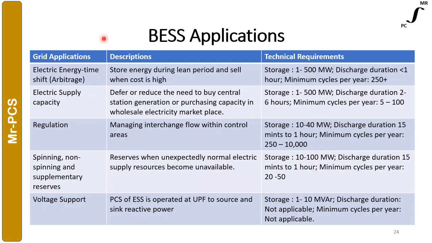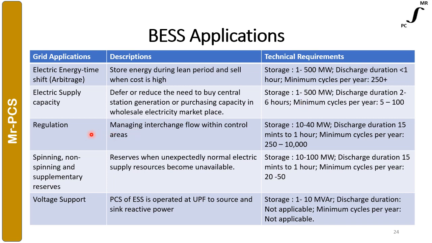This slide lists technical requirements for various applications. Energy transaction or arbitrage application needs power system around 500 megawatt and discharge time less than an hour with minimum 250 cycles per year. Energy storage can improve generation by adding capacity, and such storage could be around 500 megawatt and discharge duration from 2 to 6 hours and operating cycles less than 100 per year.